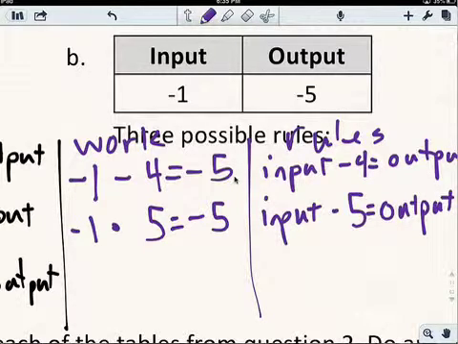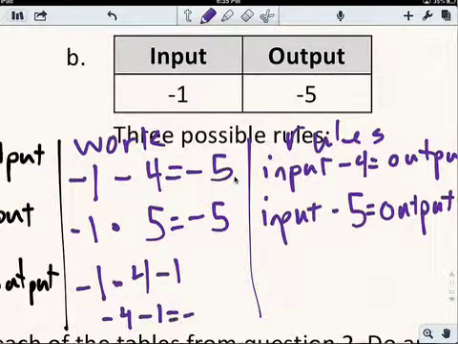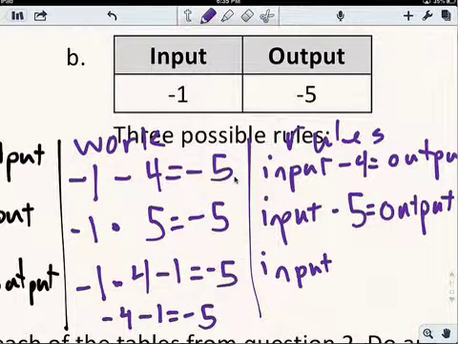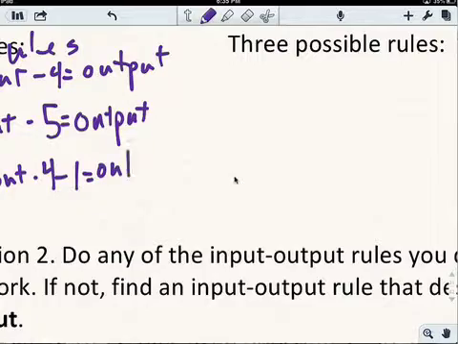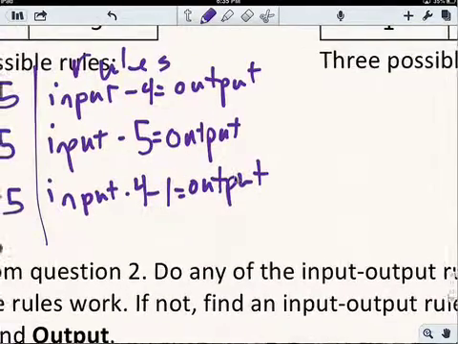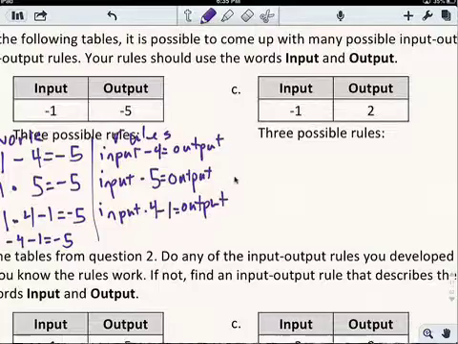We could do, let's think of another one. -1 times, I'm just going to multiply it by 4 this time, because that will give -4, and I could take away 1 more to get to -5. So input times -4, oh, not -4, +4. Input times 4 minus 1 equals output. All right, so we have 3 possible rules there.